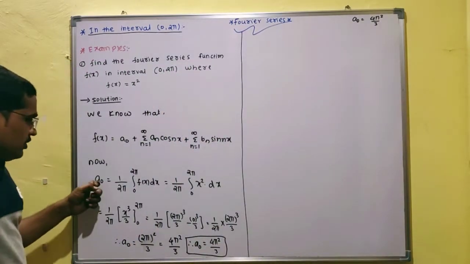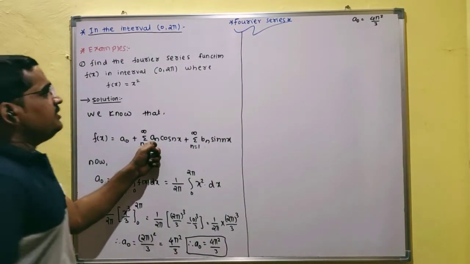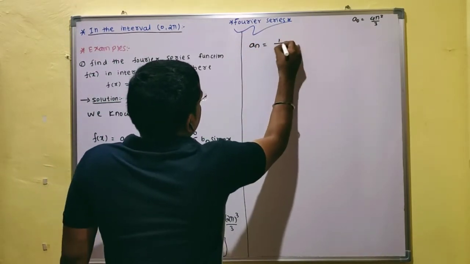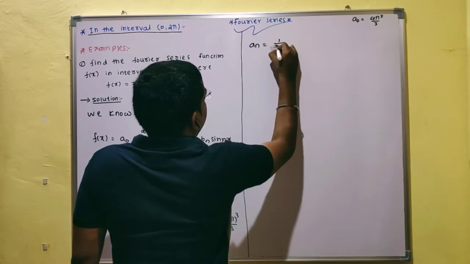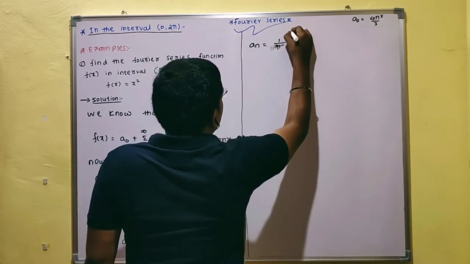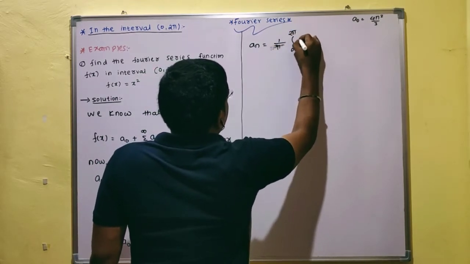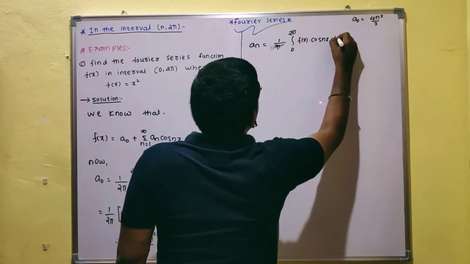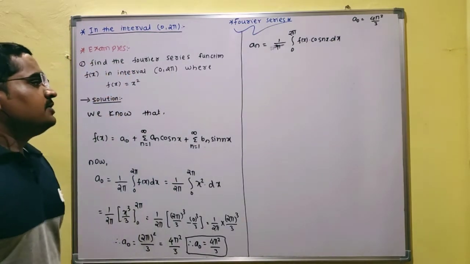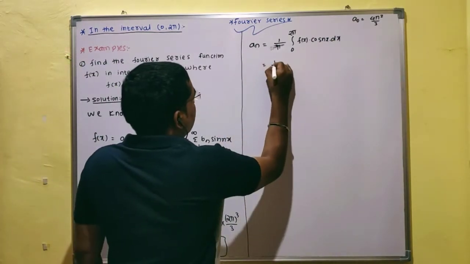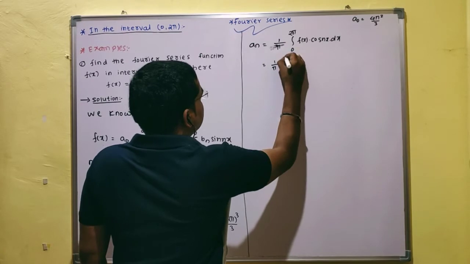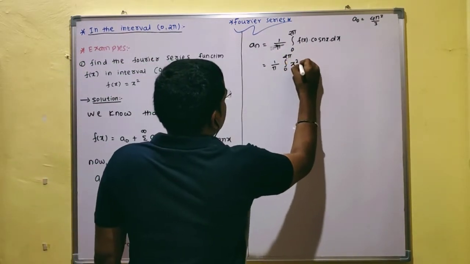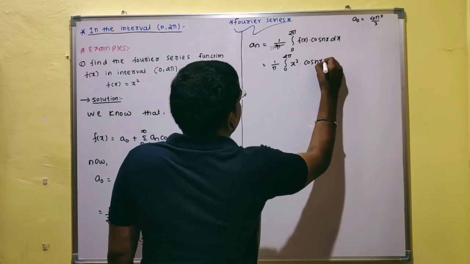Now we have the value of a naught. We have to find the value of a n. What is the formula? a n is equal to 1 upon pi integration 0 to 2 pi f of x into cos nx into dx. Now we are familiar with this f of x. 1 upon pi is as it is, integration 0 to 2 pi, and the value of f of x here is x square into cos nx into dx.